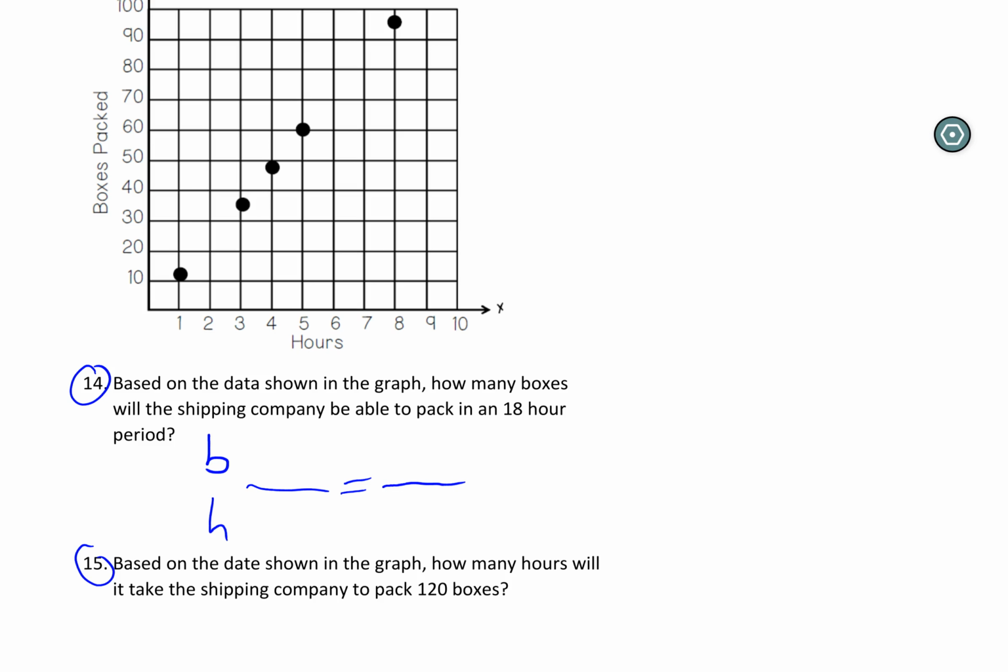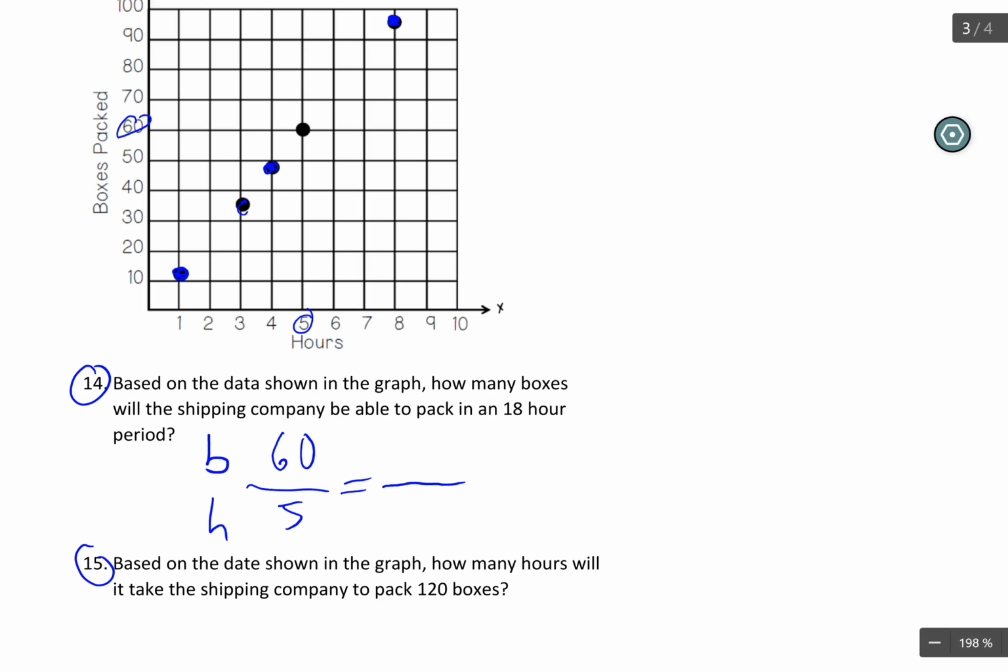Looking at the graph, we have to find a point that's going to tell us exactly what we need. Looking here, at this point, I don't really know what I'm looking at. Here I don't, and here I don't. But this one here is exactly on 60 and on 5. So that's going to give me some really good base information to start with. Here, boxes packed is 60, hours is 5, and so I'm going to be able to move forward with what I need to do.